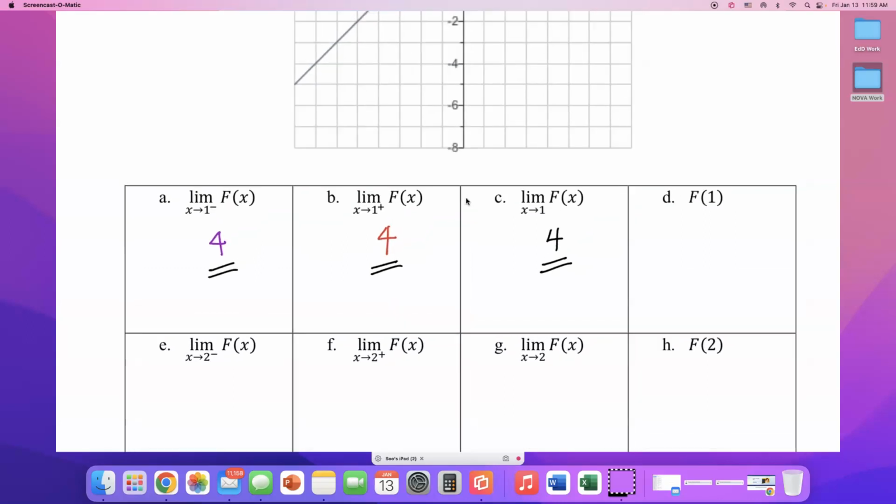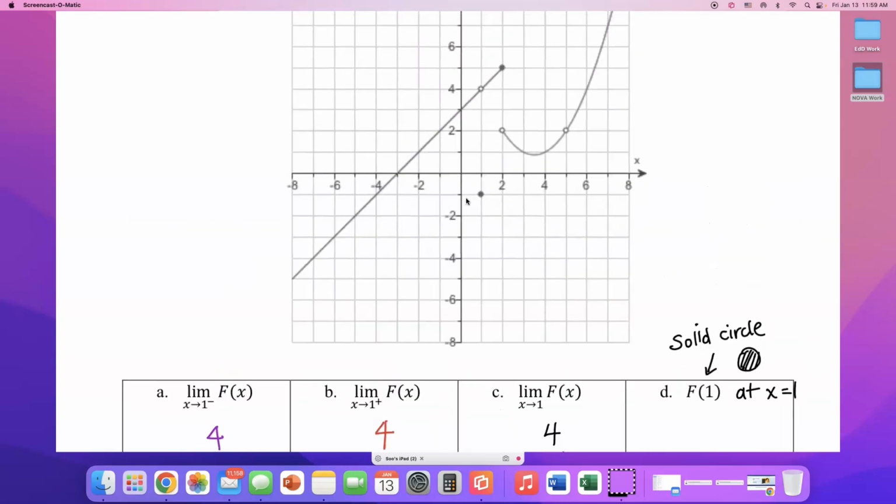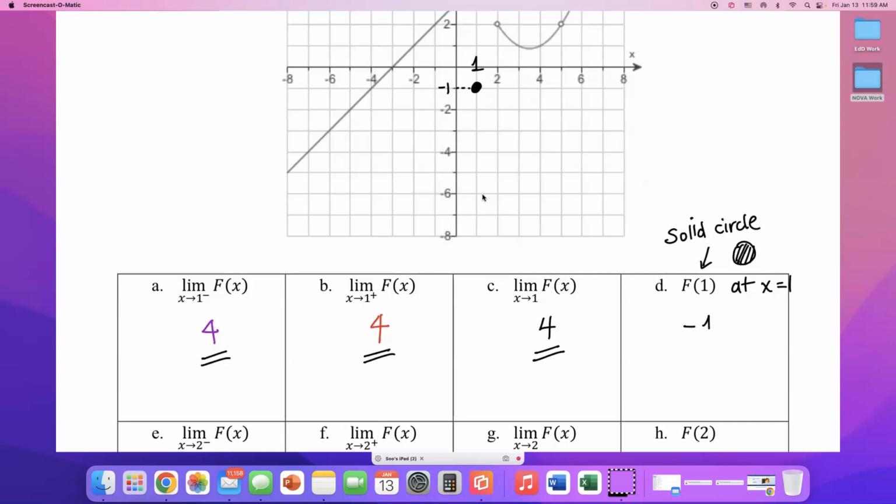Now let's look at f of 1. They're asking for a solid circle, a filled-in circle at x equals 1. Not an open circle, but a filled-in circle. So where x is 1, where is the filled-in circle? Well, that's an open circle. Down here is a filled-in circle, that's the solid circle. So at x equals 1, the function is down here at negative 1. That's the y value. So the function value is negative 1.